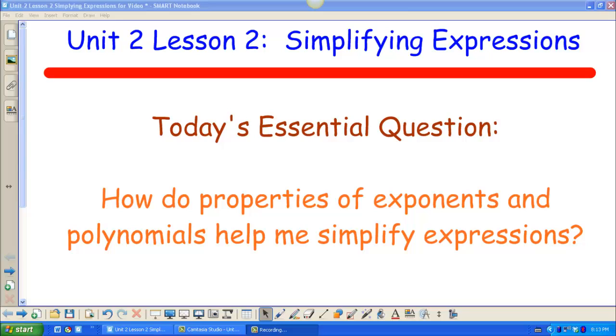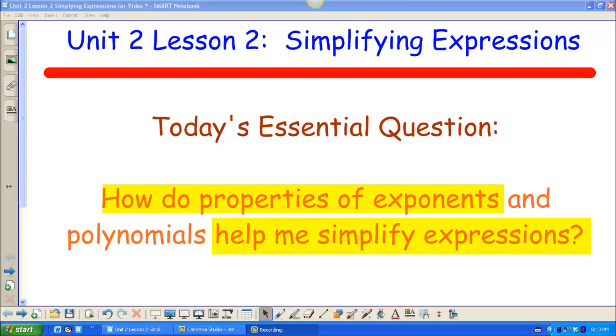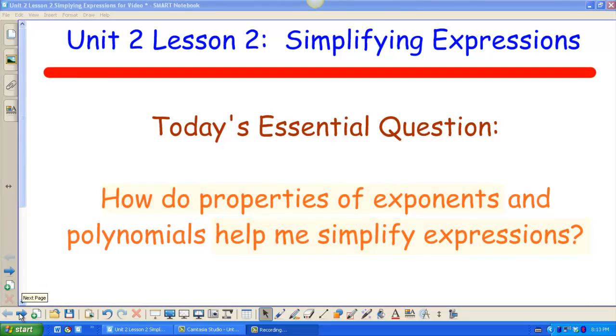And if we have functions that involve exponents, you need to know how to simplify them. And if those functions are polynomials, you need to be able to identify them and certain characteristics about them, as well as being able to add, subtract, multiply, and divide polynomials. So this video is going to address the first part of this essential question: how do properties of exponents help me simplify expressions? And then in class we'll talk about what we do with polynomials to help us simplify expressions.